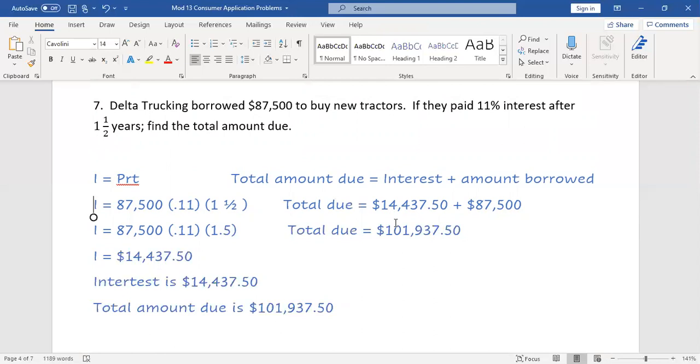So we take that $14,437.50 and we add that to the $87,500. So altogether, they're going to be paying this company $101,937.50.